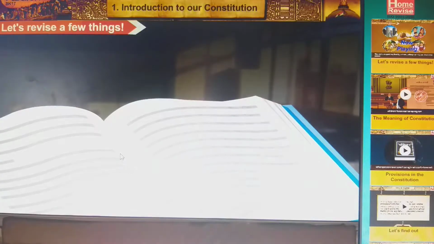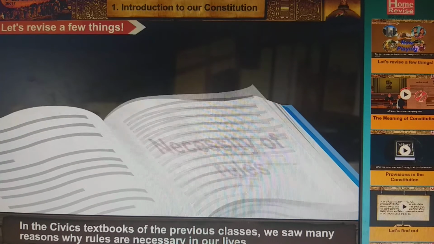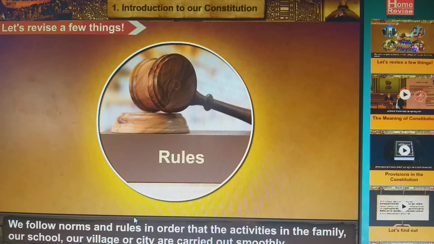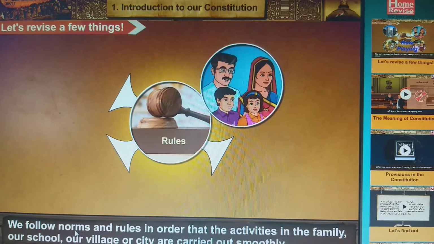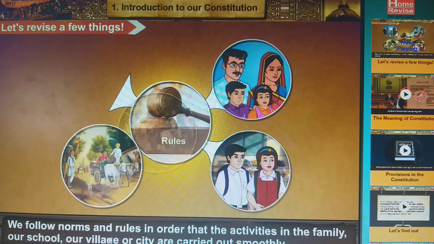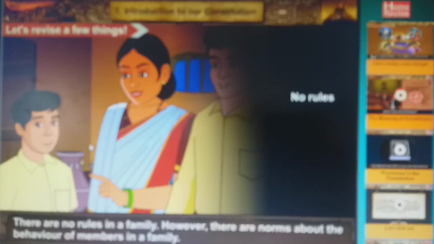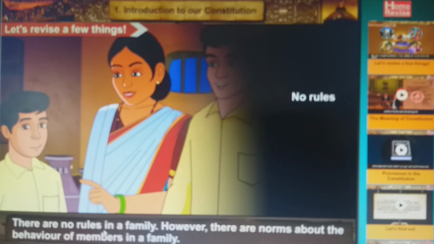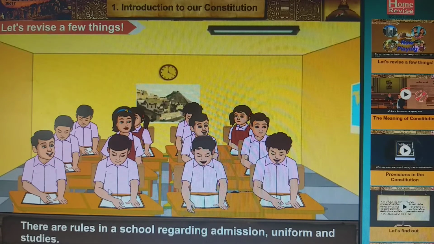In the last year, that is in 6th standard, you saw that many rules are necessary in our lives. Why are they necessary? So that everything will run very smoothly. There are few norms, few rules in the family, school, village, city. Why? Because all the work should be carried out in a smooth way. Actually, in the family there are no rules. There are norms about the behavior, how one should behave.